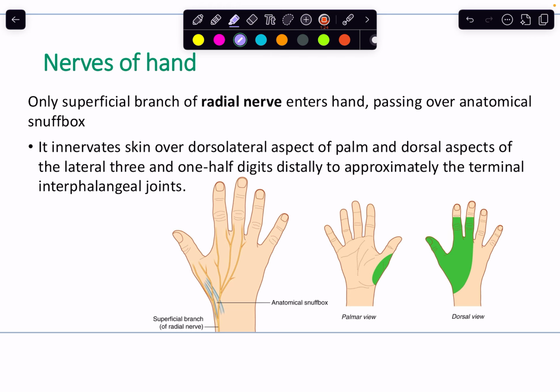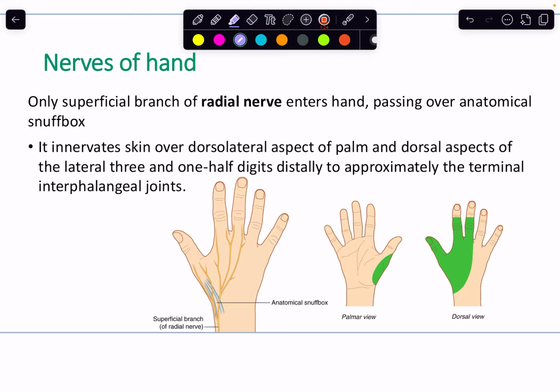The radial nerve. Last slide. Let's go. The radial nerve is passing through the snuff box. Radial artery, radial nerve, right? Both are running in the snuff box. The radial artery touches the bone. The radial nerve is running along the snuff box, not necessarily touching the bone. But then the superficial branch of the radial.